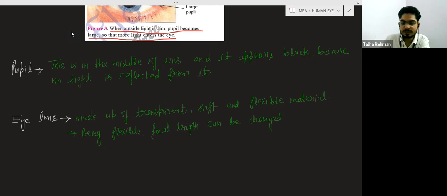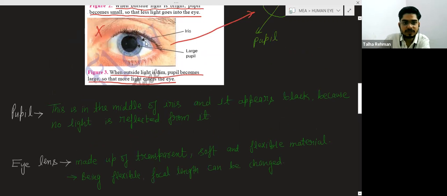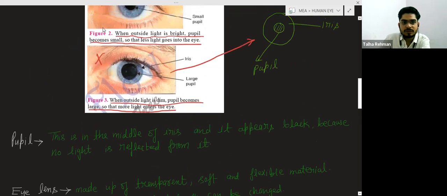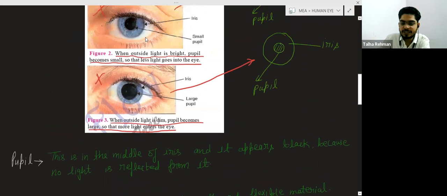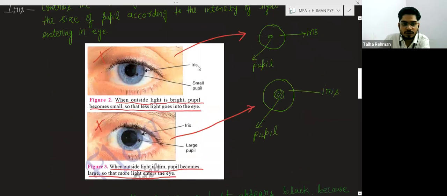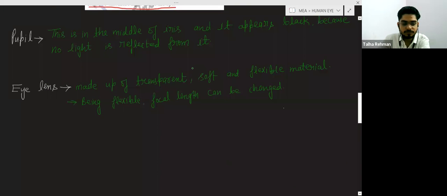And ciliary muscles change the focal length of this eye lens. That's all. And you can write here one more point. It is a convex lens, a natural convex lens.